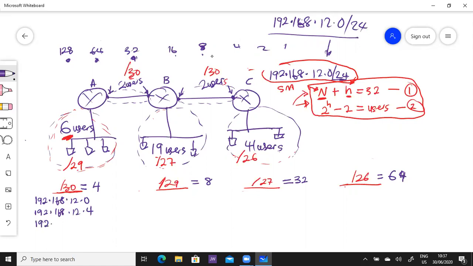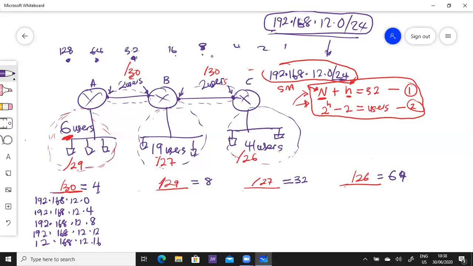So you just write down the possible subnets, 12.8. Okay, we are adding the block size to the last octet, 192.168.12.12, and so on up to 192.168.12.60. These are all possible subnets that a /30 can have when you are using this class C.